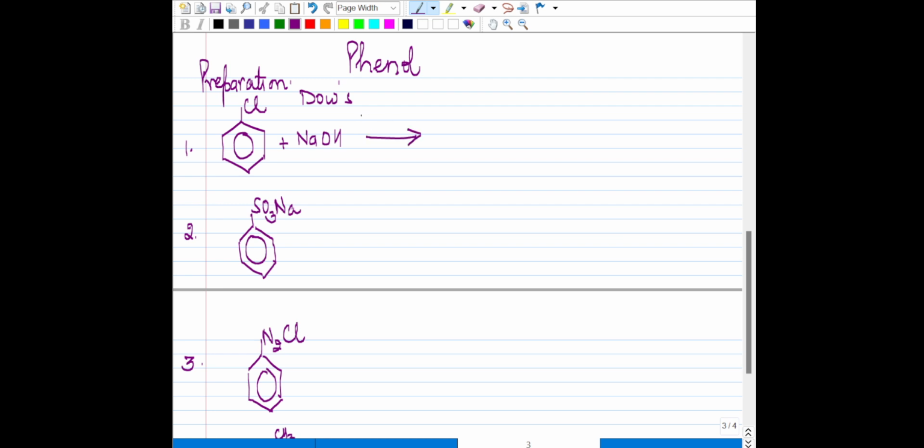Fuse means we treat this at very high temperature and at very high pressure. So we keep the temperature around 573 to 623 Kelvin and pressure is almost 300 atmospheres. At this temperature, when sodium hydroxide is fused with chlorobenzene, the chlorine of chlorobenzene will combine with hydrogen. Why? Because hydrogen has affinity with chlorine, so you are going to get HCl. Now what is left? You are left with ONa. So you get benzene ONa. The name of the product is sodium phenoxide.